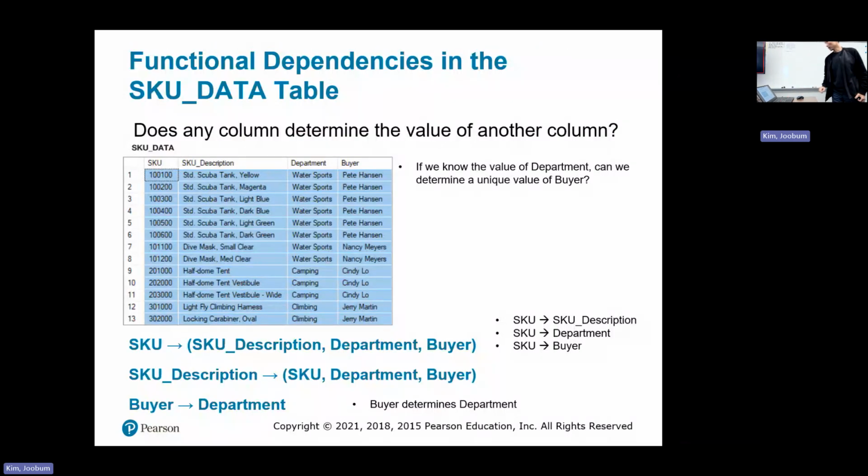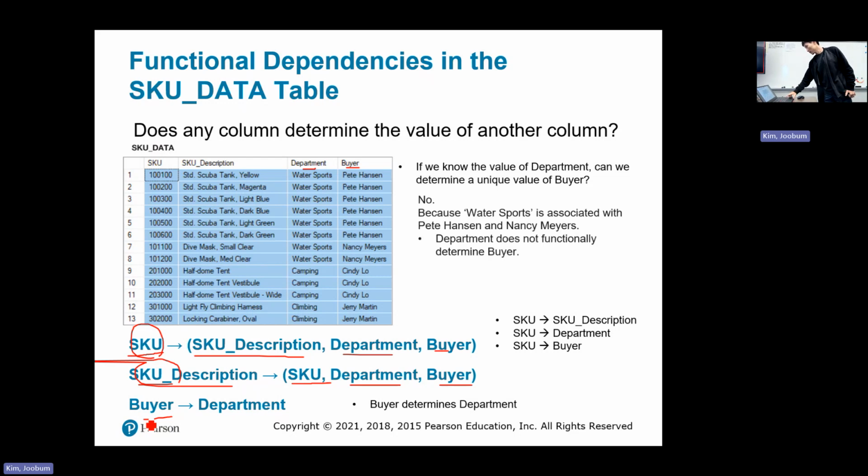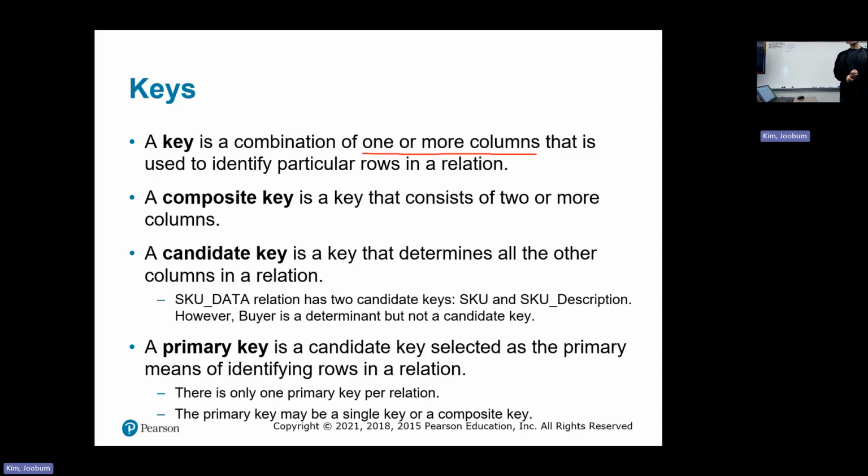In a relation like the stock keeping unit data, SKU, description, department, buyer, the SKU column determines all other columns. And then description also determines SKU, department, and buyer. And another one: the buyer determines department. So the left term is called the determinant. There are three determinants: SKU, description, and buyer. Those are called determinants.